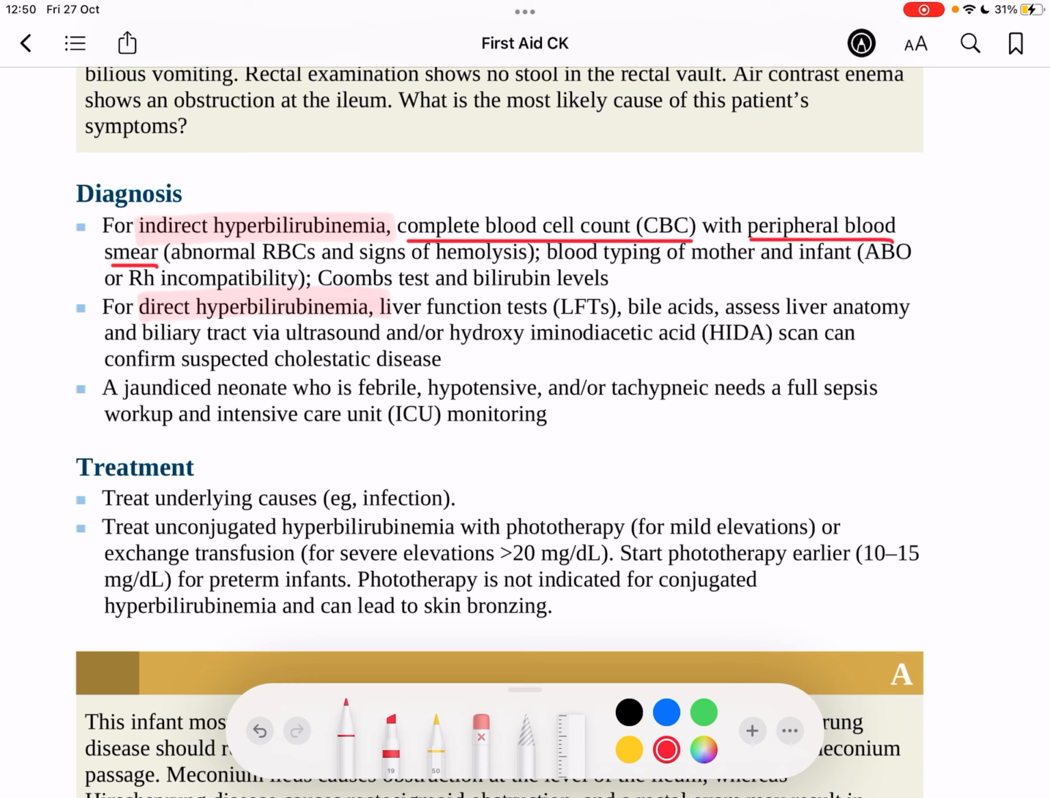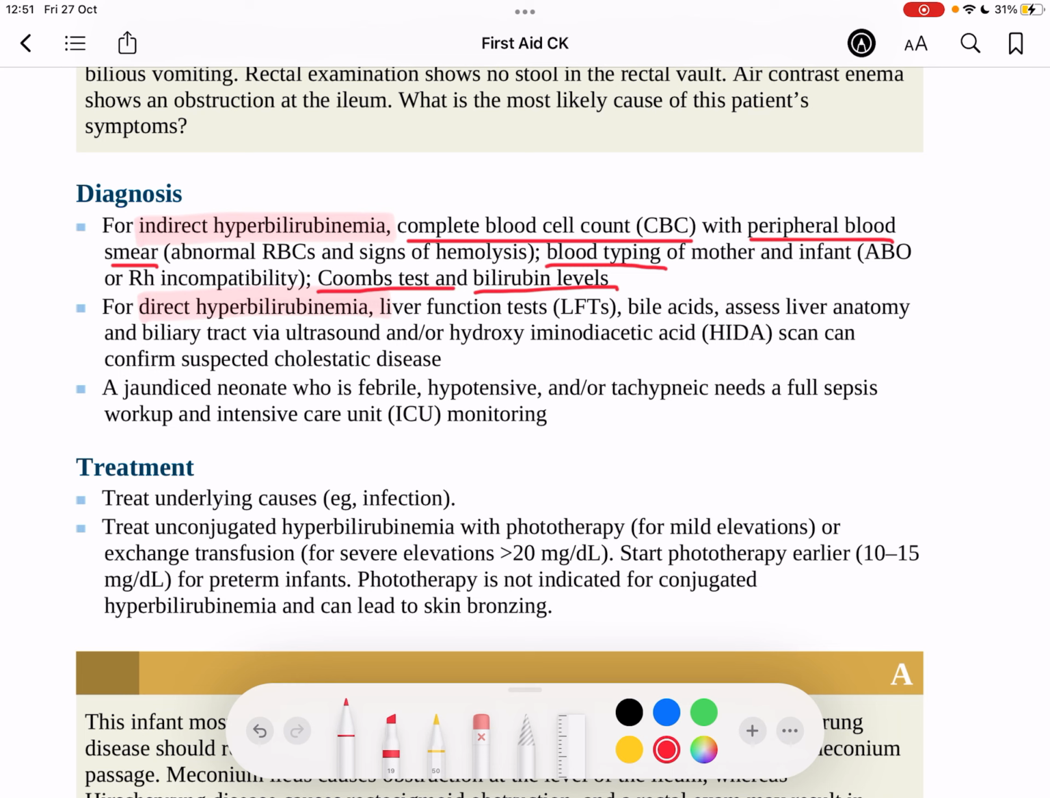I also want to do blood typing of the mother and the infant, okay? Because I want to see maybe there was an ABO mismatch that caused hemolysis in utero. I also want to do a Coombs test as well. And of course, bilirubin levels will have been done anyway, but I want to do a Coombs test. Of course, Coombs test will be positive if there's hemolysis due to an ABO mismatch, an autoimmune-based hemolysis.